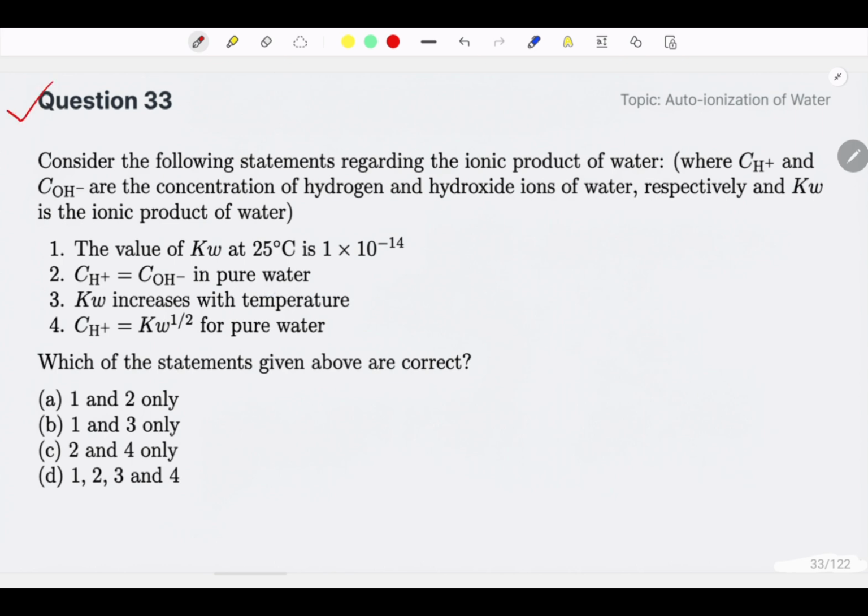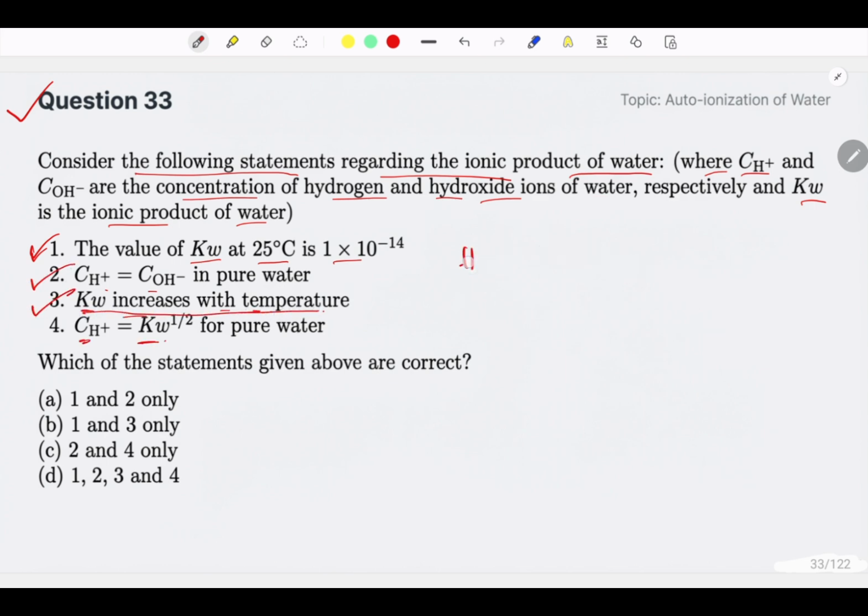And now question number 33. Consider the following statements regarding the ionic product of water, where CH and COH are the concentrations of hydrogen and hydroxide ions of water respectively, and Kw is the ionic product of water. The value of Kw at 25 degrees centigrade is 10 to the minus 14. That is a true statement. We know that Kw is equal to 10 to the minus 14, and that is equal to Ka into Kb. Okay, so this is a correct statement. And the concentration of H plus equals OH minus in pure water, that is also true. Let's discuss the next statement.